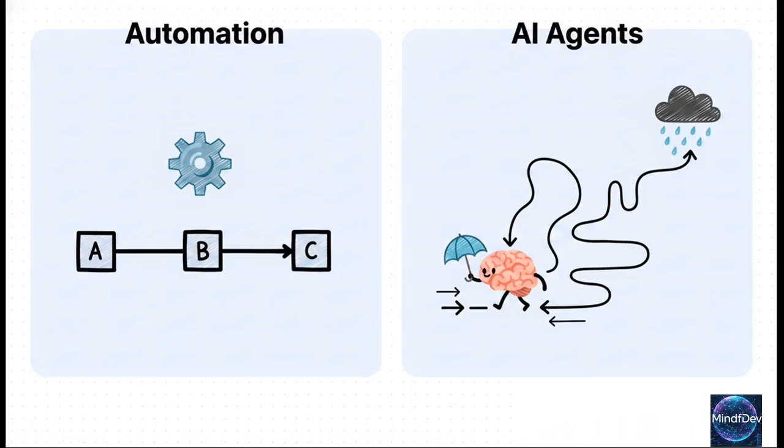Imagine a system that just goes from point A to point B to point C, like checking the weather every morning and sending you an email. It follows that exact same rule every single time, no matter what.